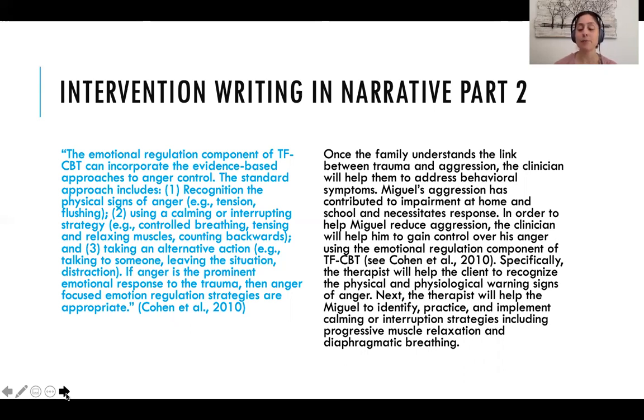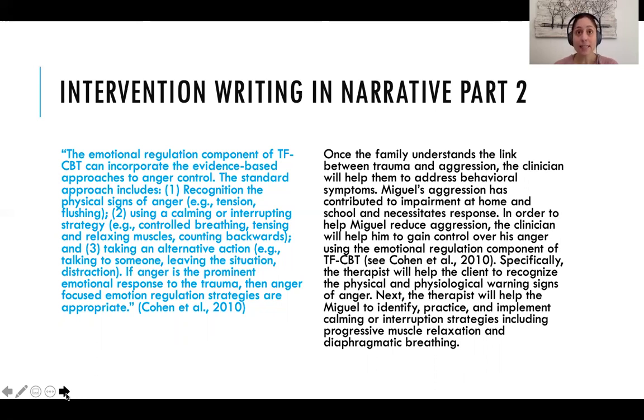In order to help Miguel reduce aggression, the clinician will help him to gain control over his anger using the emotional regulation component of TFCBT. And then I have my reference. Specifically, the therapist will help the client to recognize the physical and physiological warning signs of anger. Next, the therapist will help, I should say Miguel, not the Miguel, to identify, practice, and implement calming or interruption strategies, including progressive muscle relaxation and diaphragmatic breathing.